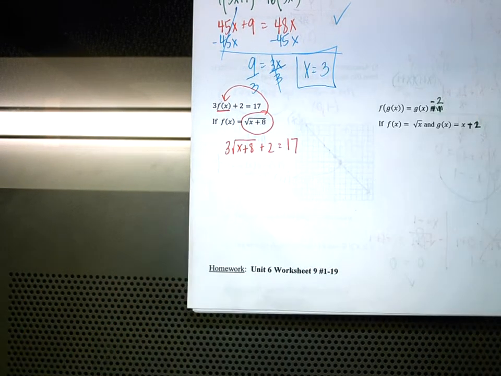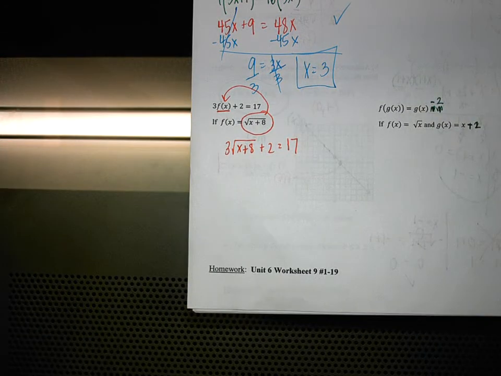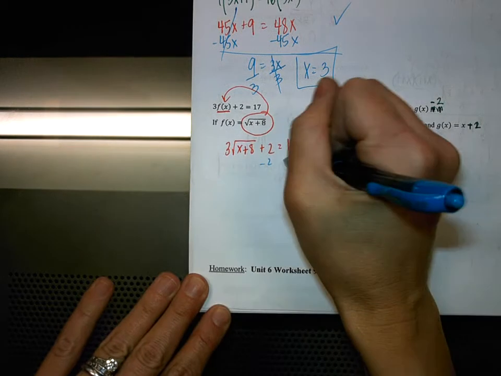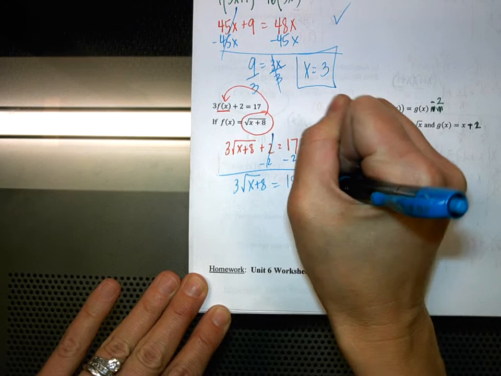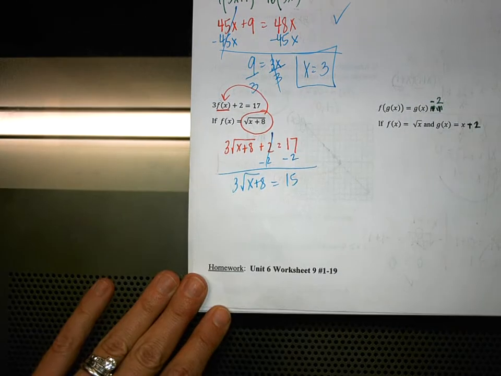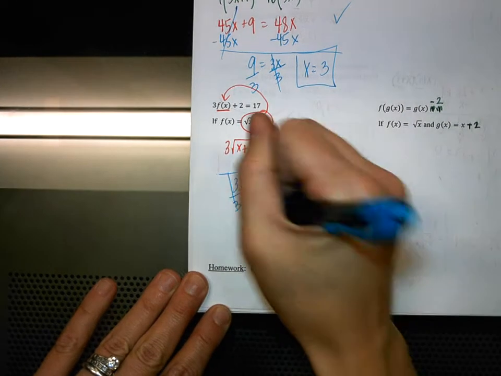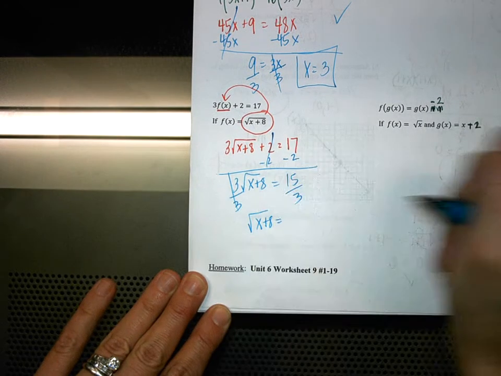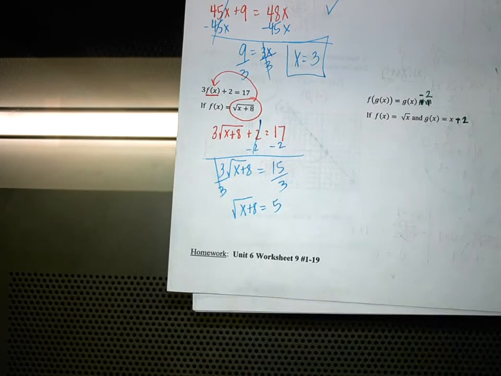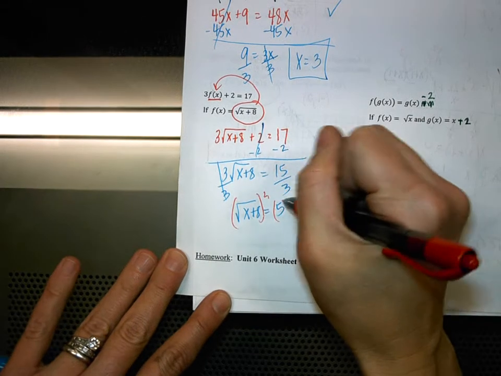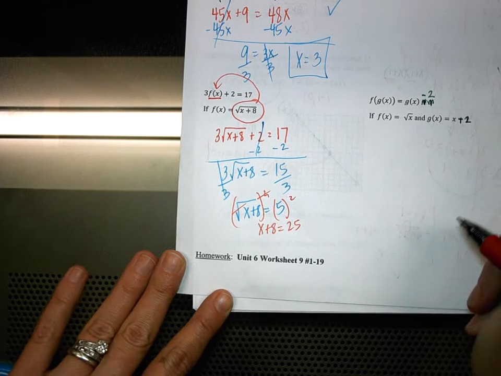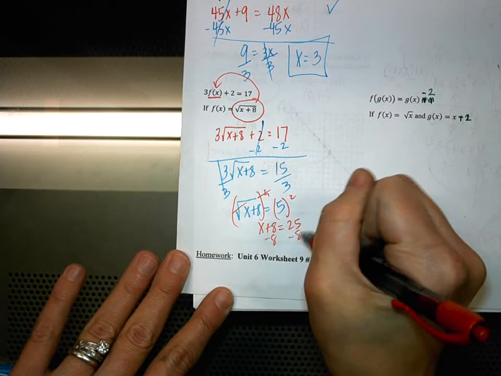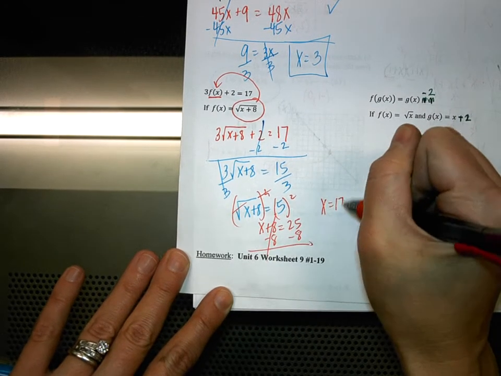Good. And then, perfect. Do you guys know how to solve this from here? Yeah. We're just going to subtract 2. 3 root x plus 8 equals 15. Next you would divide by 3. Root x plus 8 equals 5. Then we would square both sides. We get x plus 8 equals 25. And then we subtract 8. And what does x equal? And guess what? It does check out.